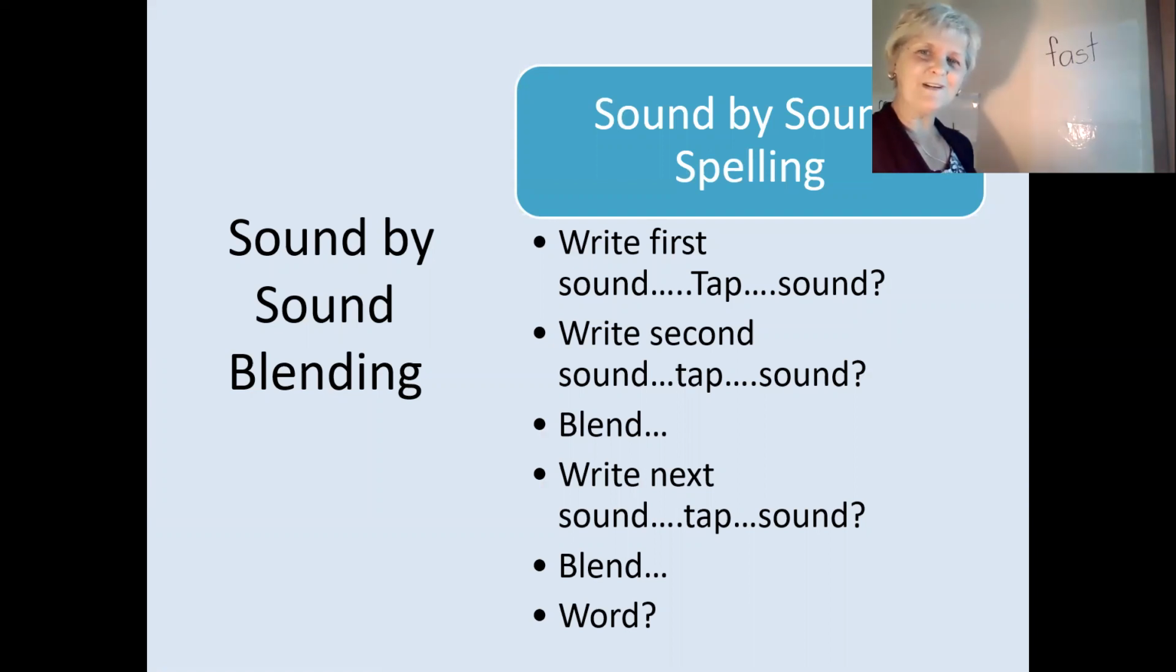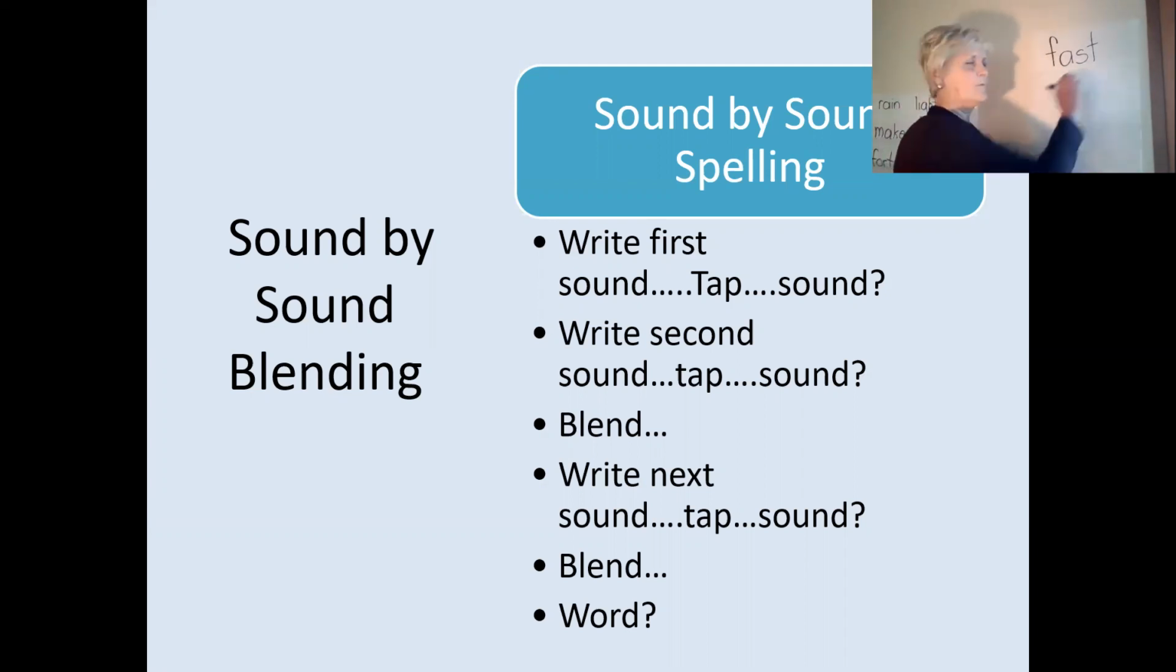So if you look on the screen for a minute, you can see I wrote the first sound and I tapped and said sound. I wrote the next sound and I tapped and said sound, and then I blended those 2 sounds together. Then I did the next sound, tap, blend, next sound, tap, blend, and then finally at the word level. So let me show you what this will look like in real time with students.